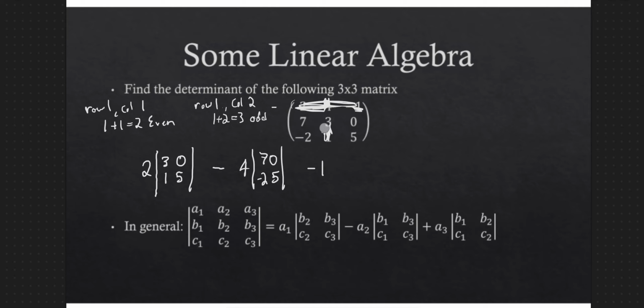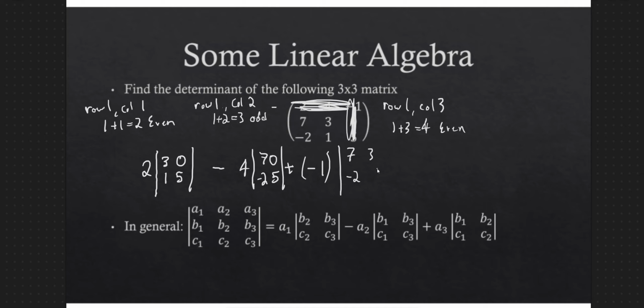Right, so let's move on to the last entry of the row. That's the negative 1. That's row 1, so now I'm looking at row 1, column 3. So I'm going to erase column 3, erase row 1. 1 plus 3 is 4, which is even. So that means I'm going to add this: negative 1 times the determinant of what's left over, 7, 3, negative 2, 1. So that is how you do a cofactor expansion.